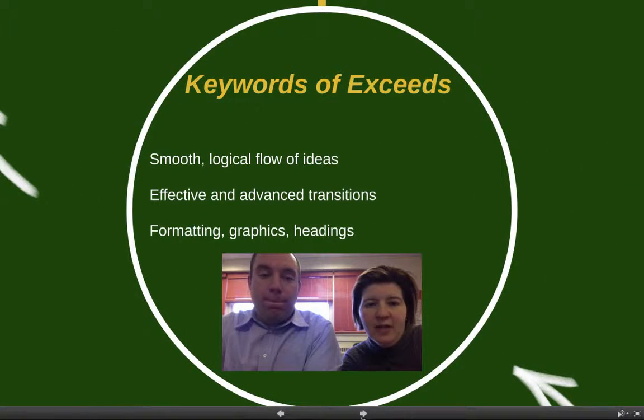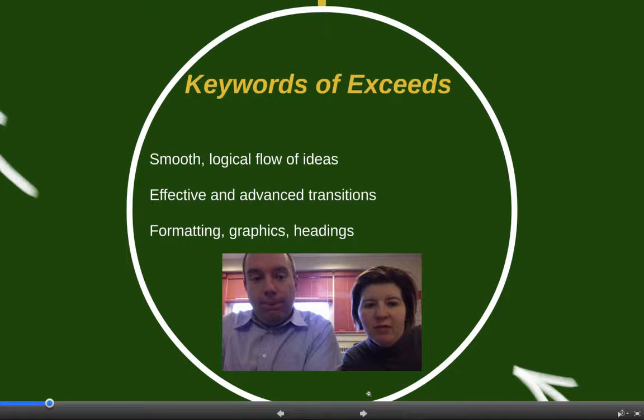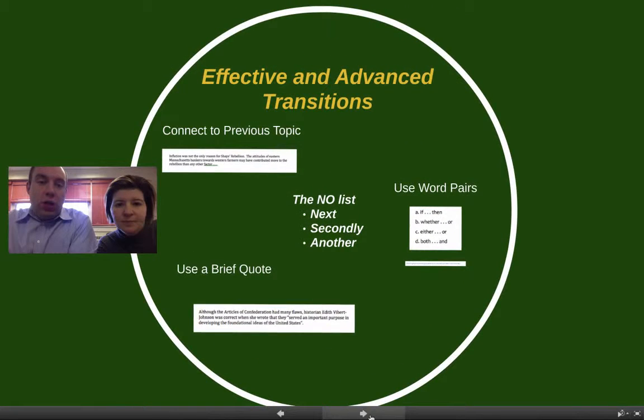So the first thing we need to pay attention to is keywords. You want things to be smooth and logical. You want your ideas to flow. Effective and advanced transitions, that's really important. Using not just transitions, but effective and advanced transitions. And then the way you format your paper, sometimes adding graphics and headlines to break out your paper, subtitles, those types of things. So like we said, we already know that you can keep your writing organized. This is just elevating it to the advanced, next level.